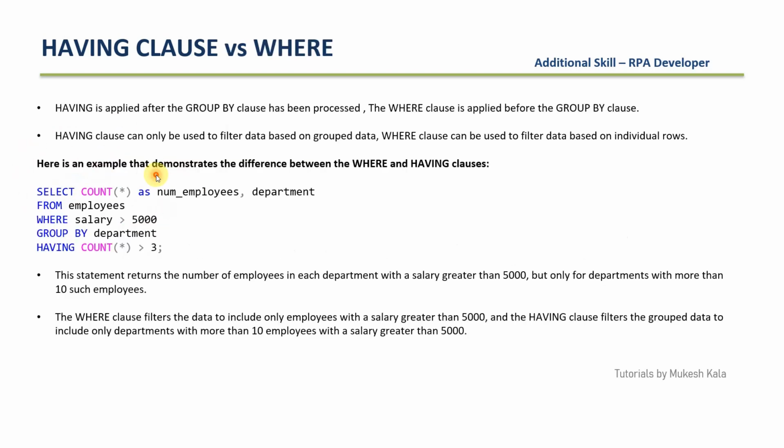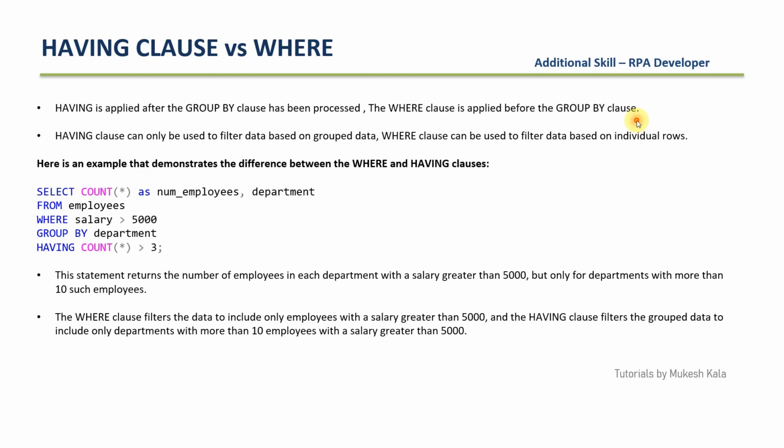Now the question arises, can I use a WHERE clause and a HAVING clause, and what is the difference between using them, right? So this slide actually tells a bit about the HAVING versus the WHERE clause. HAVING is applied after the GROUP BY clause has been processed. This we have already seen, right? The WHERE clause is applied before the GROUP BY clause. So the answer to the first question, can I use them in a single query? The answer is yes, right?